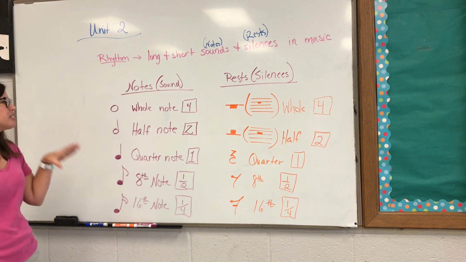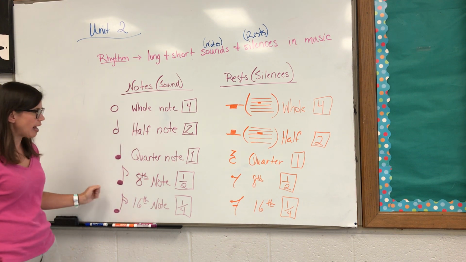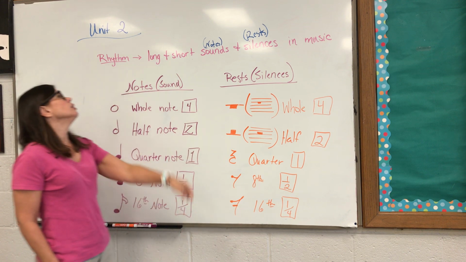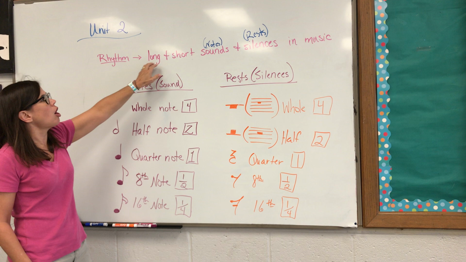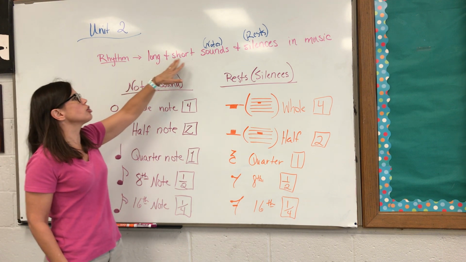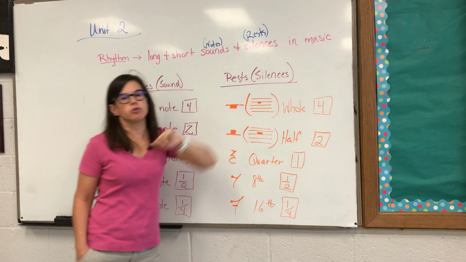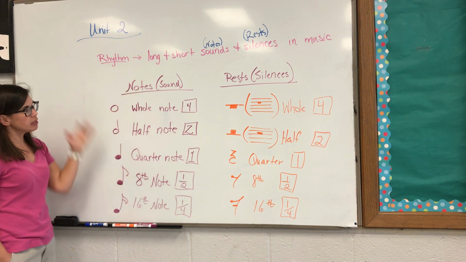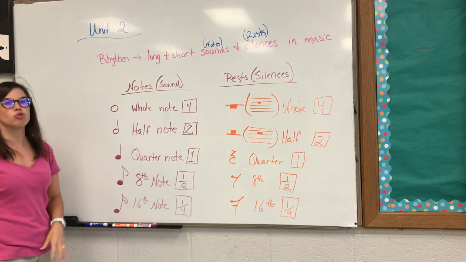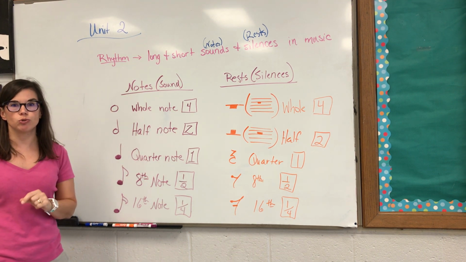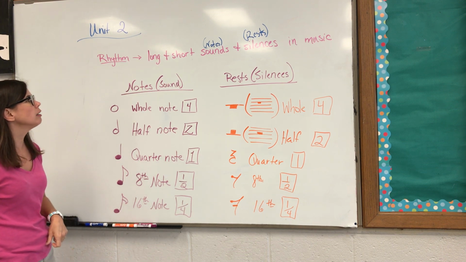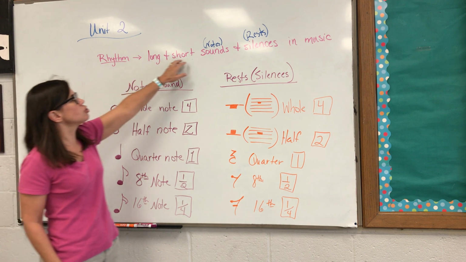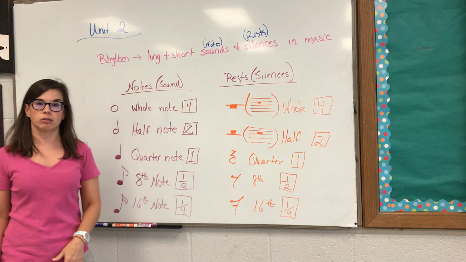But now we're gonna look specifically at these symbols. We have 10 of them, okay? So we're talking about rhythm in this unit, and rhythm is the long and short sounds and silences in music, okay? And of course, any of this that I've written on the board, you need to write it in your music notes because you need to study it and you need to memorize these 10 symbols, okay? So again, rhythm is the long and short sounds and silences in music, okay?